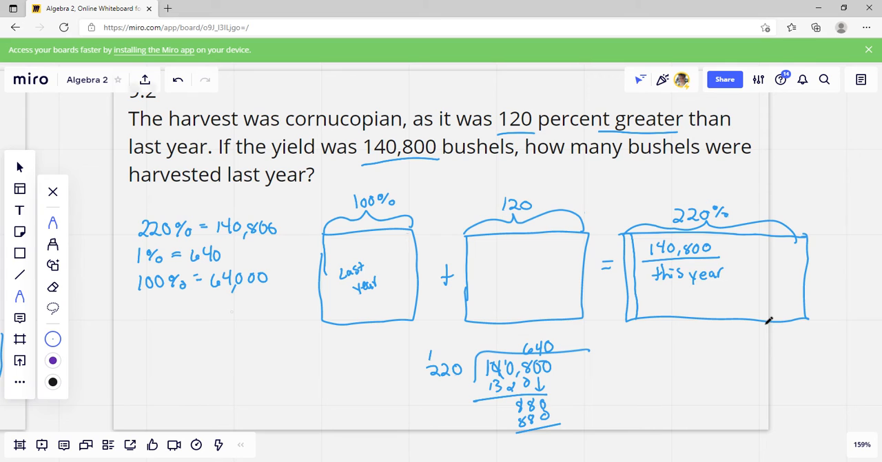And we get 64,000. And that's our answer, 64,000 bushels. Okay, so if it says something was a percent greater, draw your diagram like this, where you have how it started, what you added, what your new total is.